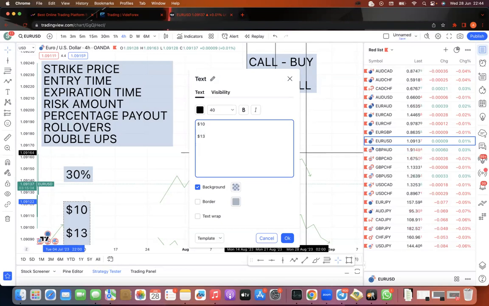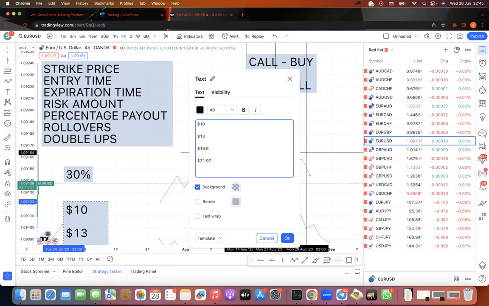If I roll over a second time again, the broker is actually going to calculate 30% of my $13. 30% of $13 now is $3.9. The broker is going to add it again for me, giving me $16.9. That's my new risk amount. If I roll over again, the broker is also going to calculate 30% of $16.9, which is equal to $5.07. So 5.07 plus 16.9 is 21.97. I see.